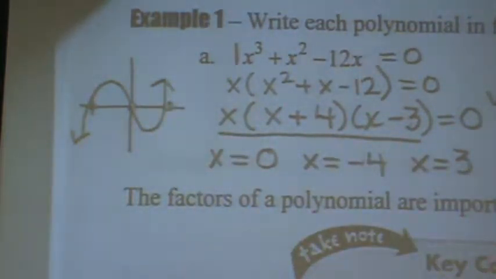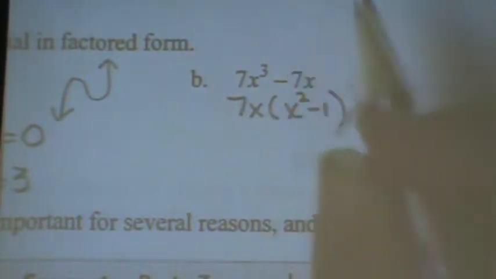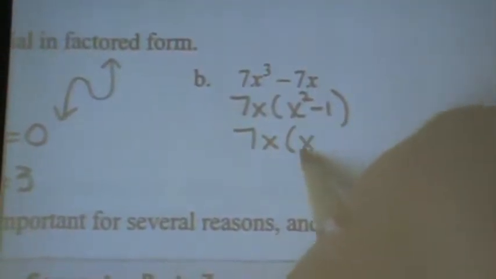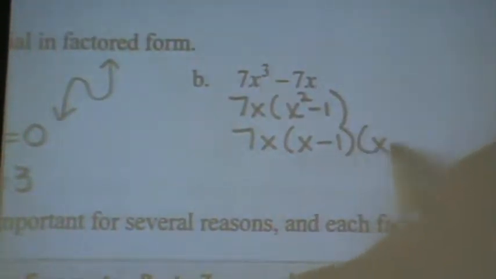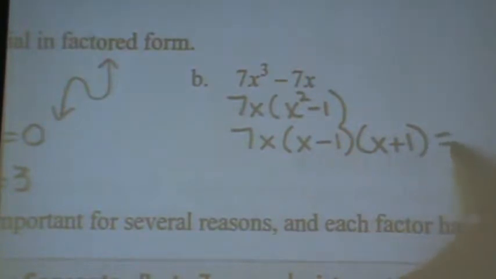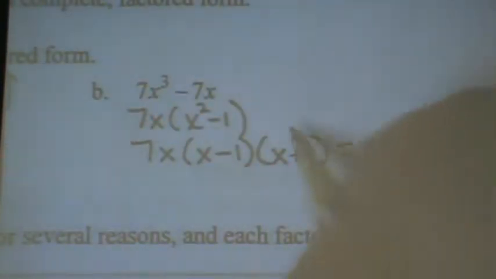Everyone got that? Okay, let's try another one. B. How would I factor this one? Take out a 7x, and you're left with x squared minus 1. Now, can I factor x squared minus 1? Yes, you can: x minus 1 times x plus 1. Remember that? It's the difference of 2 perfect squares.